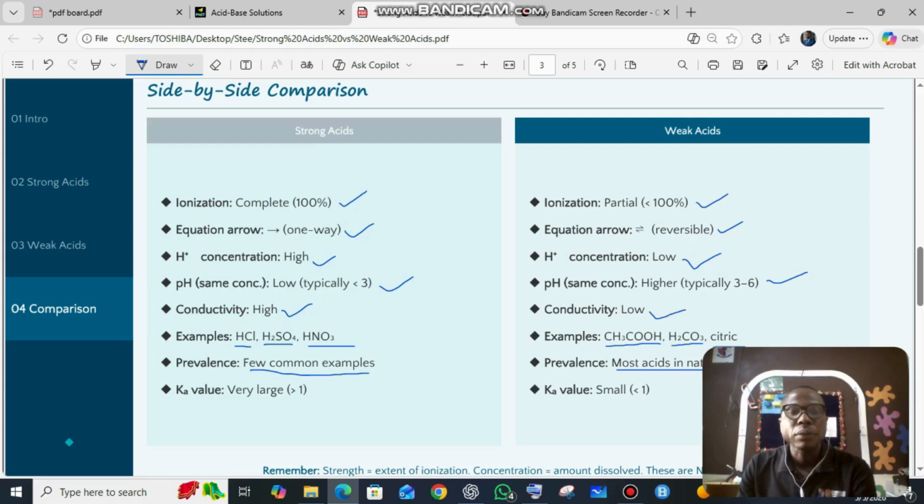Then the Ka value of strong acids is usually very high, usually greater than 1, while the Ka value of weak acids is usually less than 1.